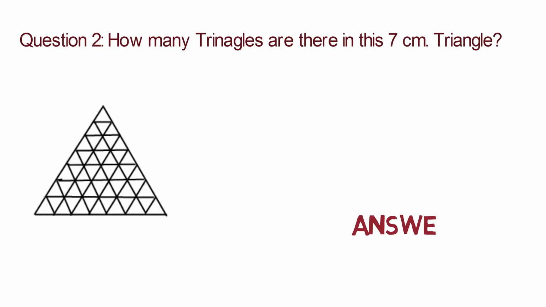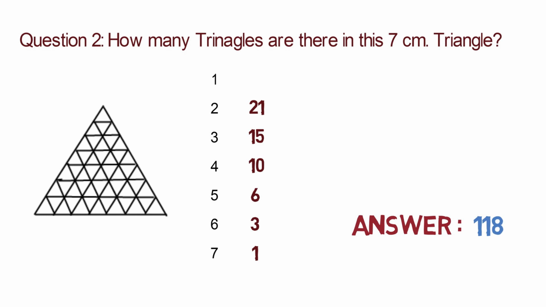Right, so the correct answer is, yes, it's 118. Let's solve it quick and fast. This is a 7 centimeter triangle, so we write numbers 1 to 7. Then, starting from the bottom, we write our series like this: 1, 3, 6, 10. Now adding 5, we get 15. Adding 6, we get 21. And adding 7, we get 28.